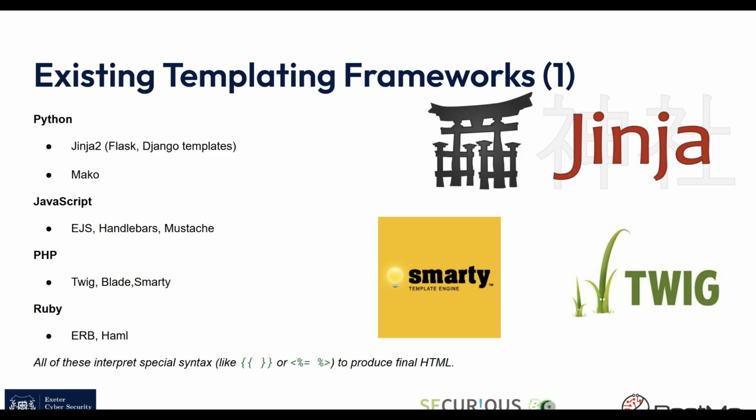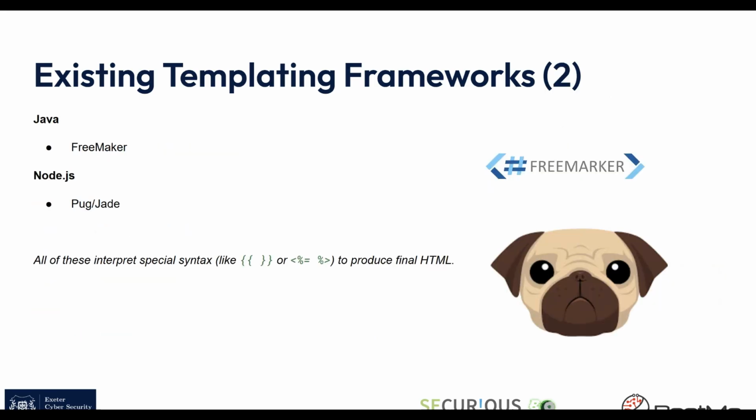PHP: Twig, very popular. Smarty, very popular as well. And Ruby, you have a few of them as well here. And of course, you have a few in Java and Node.js. This list is, as I say every time, non-exhaustive. There are more than that, but these are the more common ones.